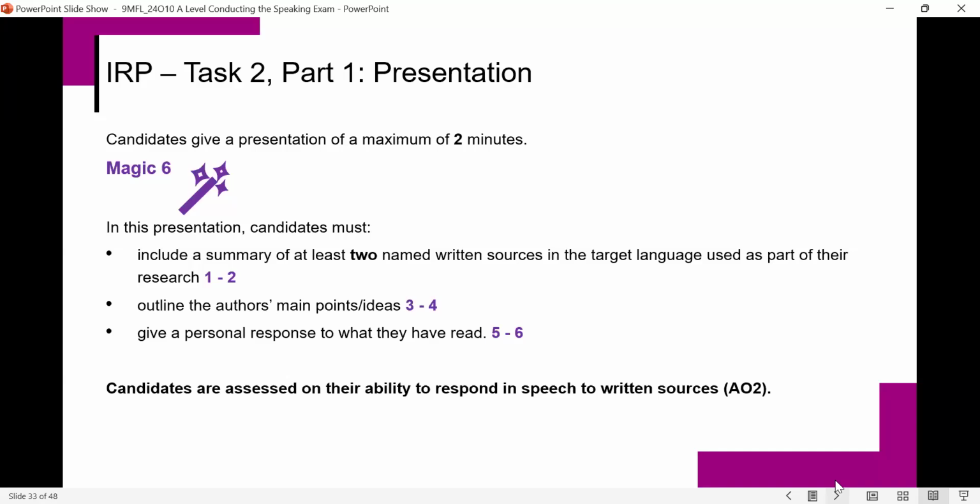Okay, we want that magic six things. Name two sources, summarize two sources, and give your personal response to the two sources. And candidates are assessed on their ability to respond in speech to written sources. So these must be sources written originally in the target language. Okay.